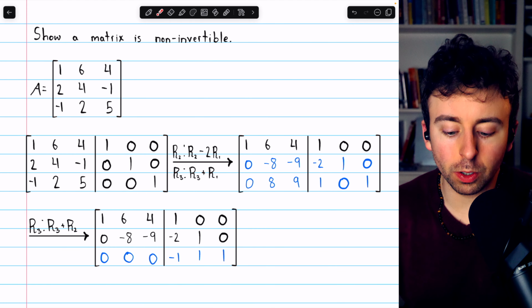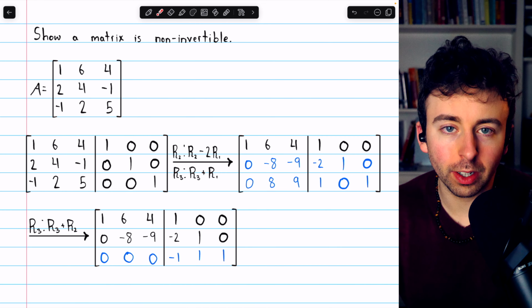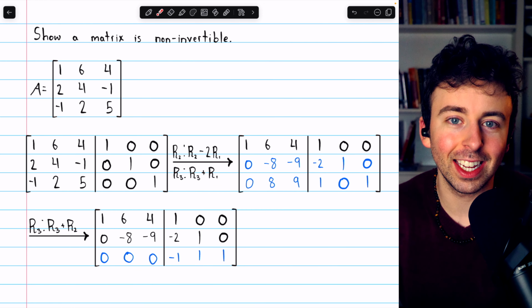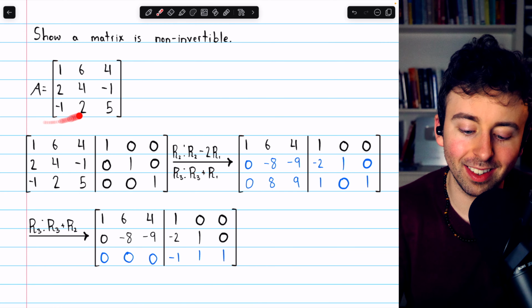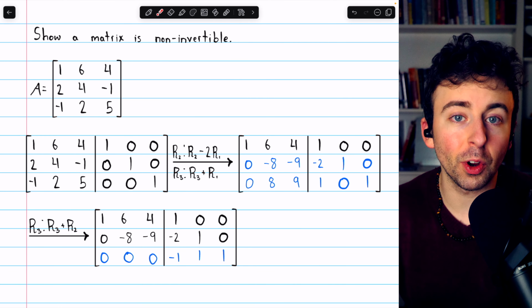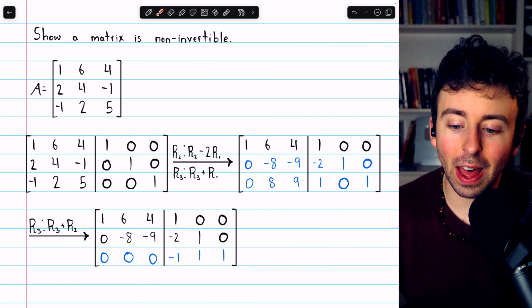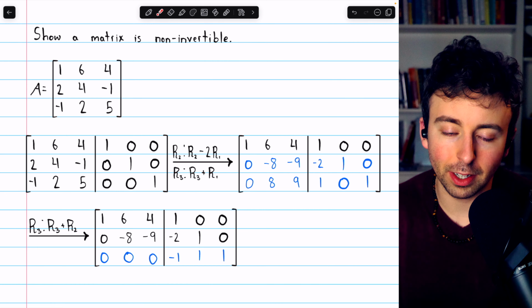So if we encounter a row of zeros during our Gauss-Jordan elimination, it is not possible to reduce this matrix to the identity. Its reduced row echelon form is not the identity, and thus the matrix must not be invertible. A is a non-invertible matrix. If it were invertible, its reduced row echelon form would be the identity, and by finding that, we could also produce its inverse on the right side of this augmented matrix.